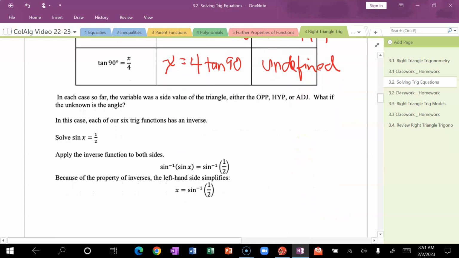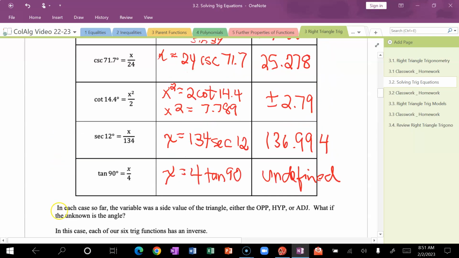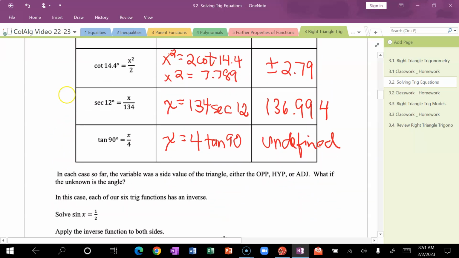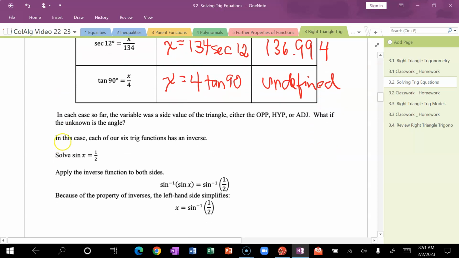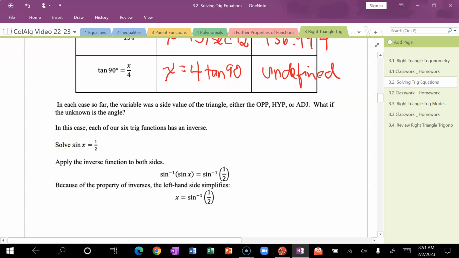Now, in every case of what you just saw, I gave you an angle and a trig function, and you were solving for one of the sides of the triangle, either the opposite, the hypotenuse, or the adjacent. Now what we need to do is solve using the inverse function. How would I solve something like the sine of x is 1/2? Here you can clearly see I'm solving for the angle. What angle has a sine of 1/2?